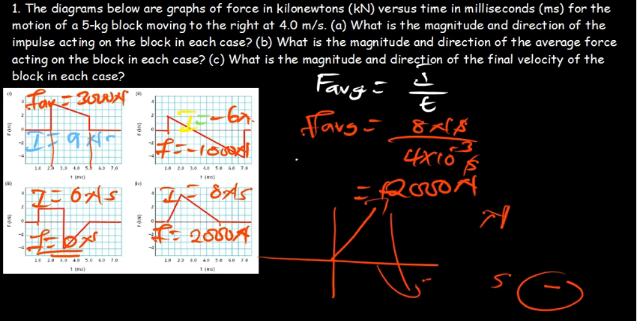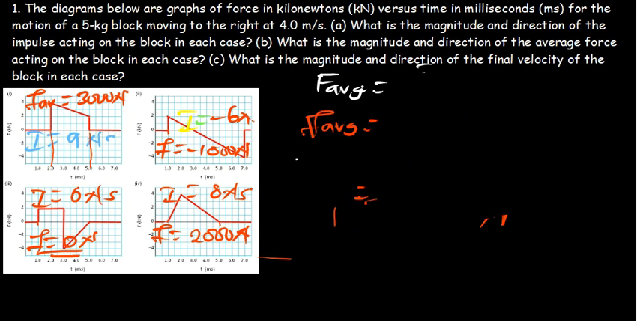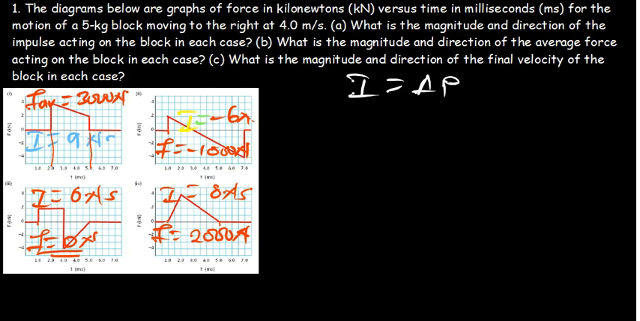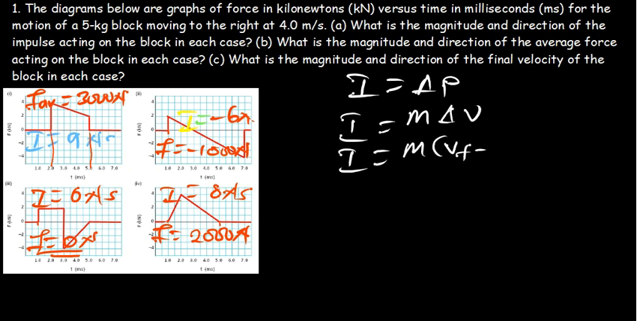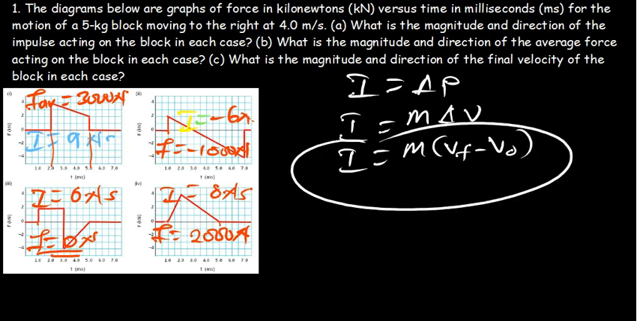Okay, so let's now do the last part, which is part C, saying what is the magnitude and direction of the final velocity. So how do we find the final velocity? We should remember that whenever we're talking about the velocity, we're talking about the momentum, and we said that impulse is given by the change in momentum. So I have my impulse here and my initial velocity, which we have been given as 4.0 meters per second. So it is the mass times the change in velocity. The change in velocity is the final velocity minus the initial velocity. So we can use this formula to find the final velocity.